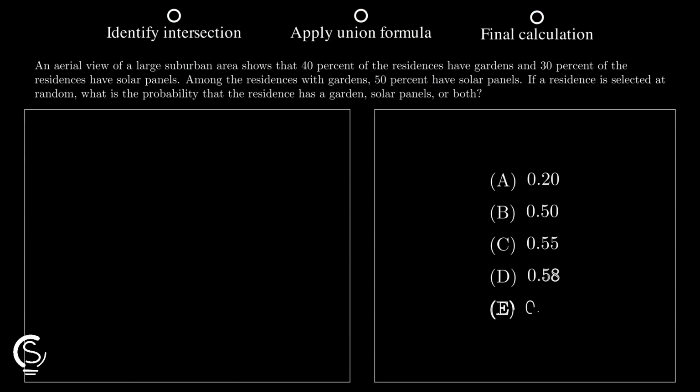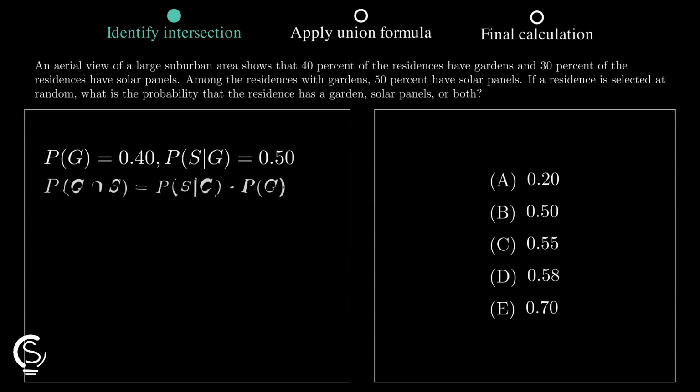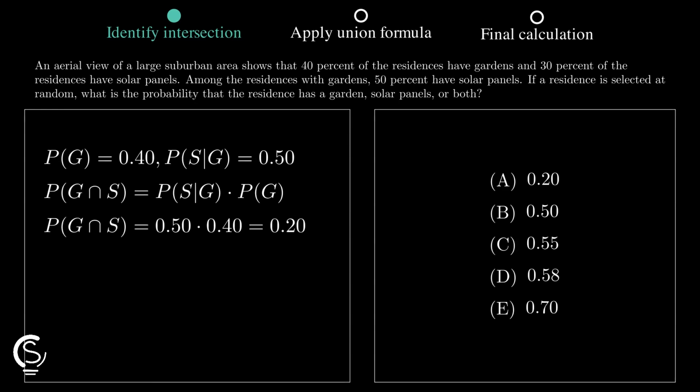First, find the probability that a home has both a garden and solar panels by multiplying the probability of a garden by the conditional probability of solar given a garden.